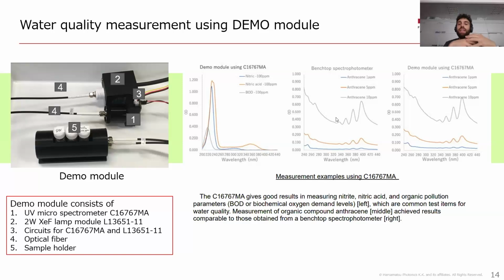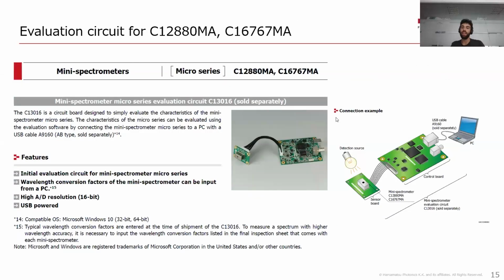This means that you don't need an expensive, bulky device to carry a water quality monitoring application, but you can do that with a UV microspectrometer the size of your finger. And to help in the evaluation of such device, since this is an analog device that needs an electronic board for control and readout, we also offer a specific evaluation circuit that can be used to evaluate the capabilities of this device.